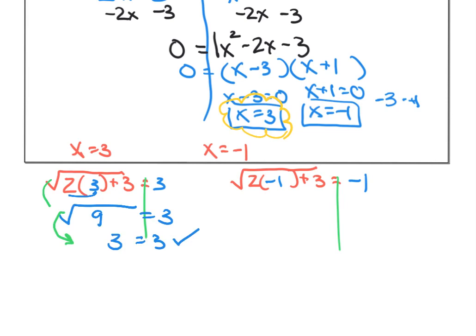Now over here on that second equation, 2 times -1 is -2. -2 plus 3 is 1. The square root of 1 is 1. Remember, we're not writing plus or minus 1 because we can only have the positive version. And so it looks like I don't have a true statement here. 1 does not equal -1. So that means x equals -1 is not a correct answer. So x equals 3 will be our only answer here.